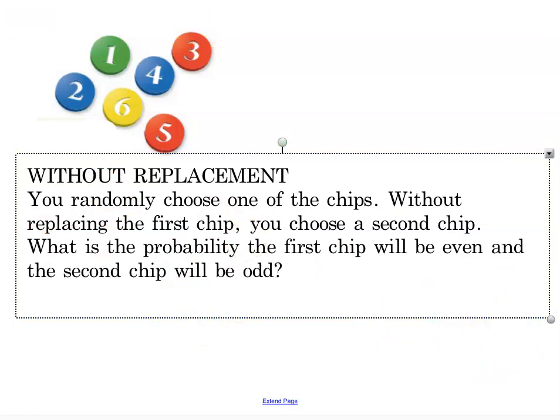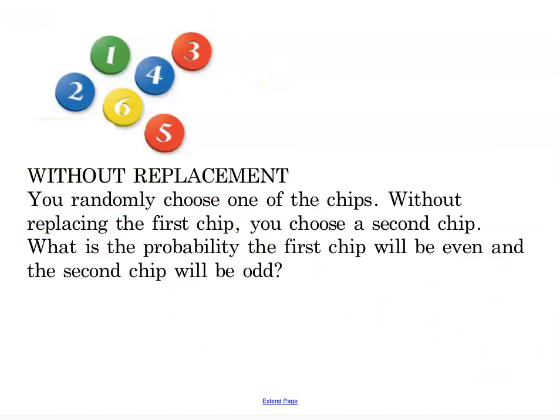So let's look at this again. Without replacing. So you randomly choose one of the chips. Without replacing the first chip, you choose a second chip. What is the probability the first will be even and the second will be odd? So we always assume it's a success the first time. So let's look at even. We have 3 out of 6, right? And do not reduce it, leave it as is because it's easier to change the denominator.